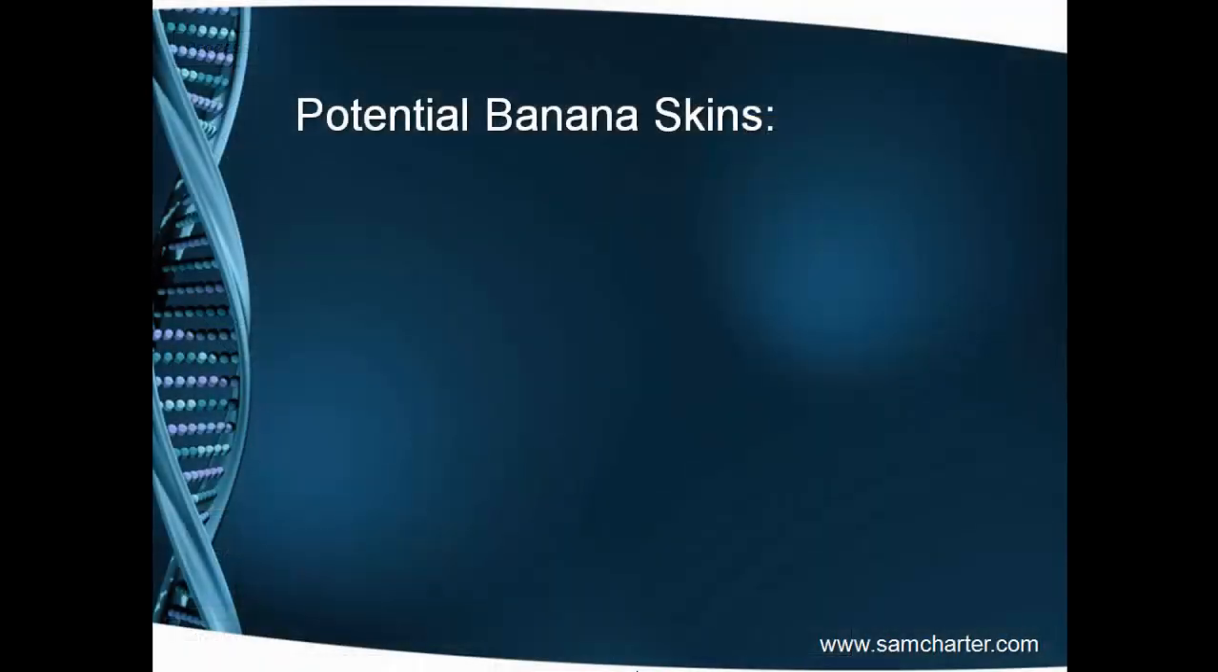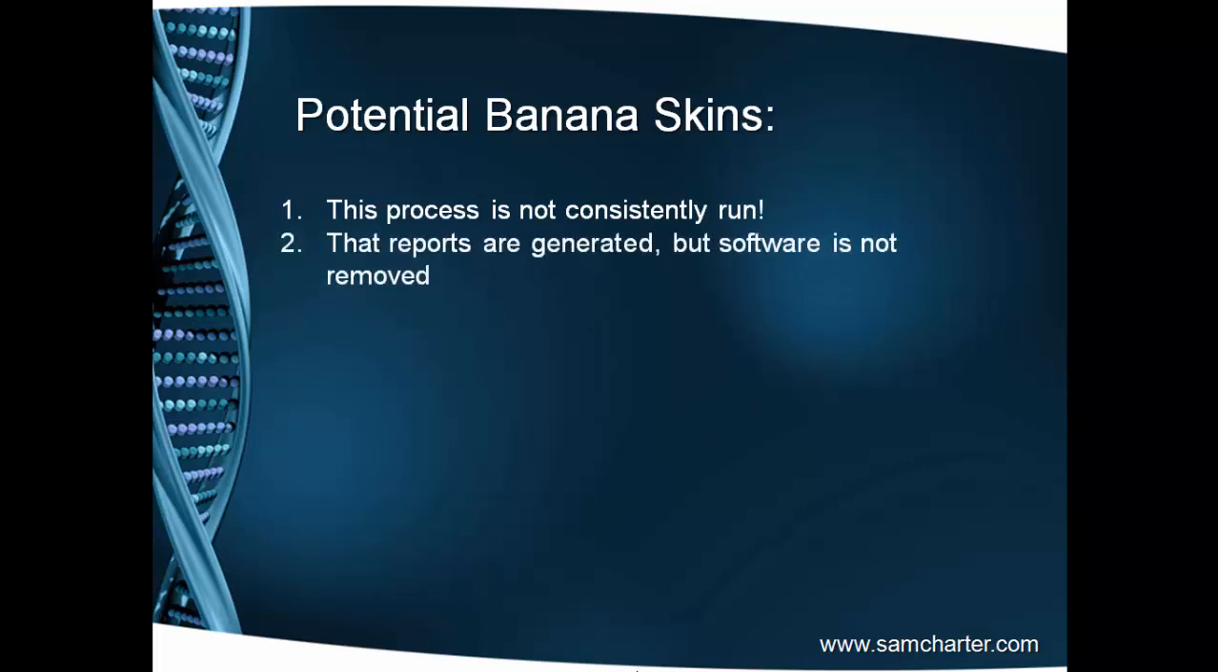So, all sounds great, and this is a best practice guide, but what can go wrong? First of all, the process is not consistently run. This is one of the biggest problems within most organisations, that this activity may only happen once a year, when it needs to be a consistent figure of any SAM team. The reports are generated, but the software isn't removed. This could be due to a lack of communication between the SAM team and the apps packaging team, or it could just be the fact that the SAM team are not monitoring whether software is actually being actively removed.